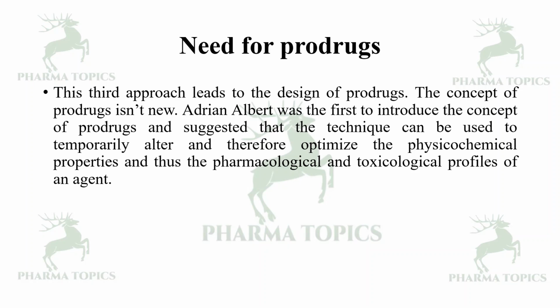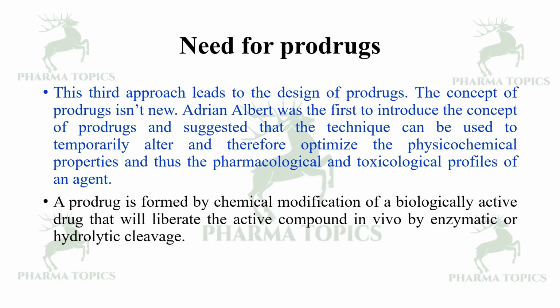The concept of prodrug is not new. Even in the 19th century itself, Adrian Albert was the first to introduce the concept of prodrugs and suggested that the technique can be used to temporarily alter and therefore optimize the physicochemical properties and thus the pharmacological and toxicological profiles of an agent. A prodrug is formed by chemical modification of a biologically active drug that will liberate the active compound in vivo by enzymatic or hydrolytic cleavage.